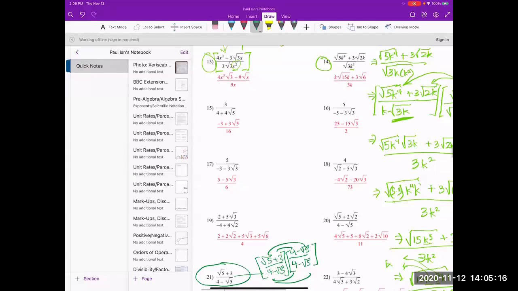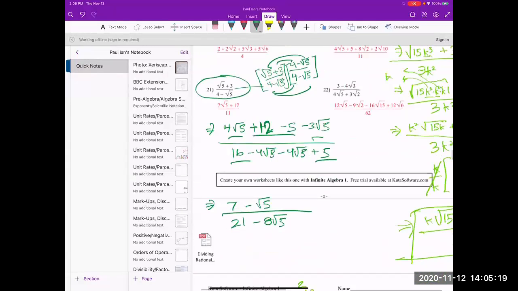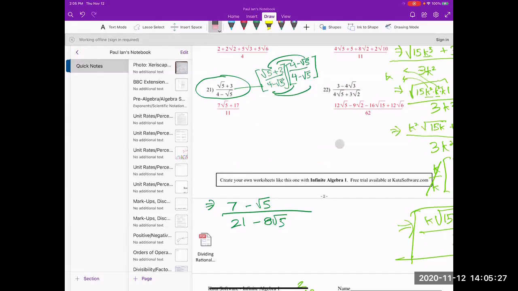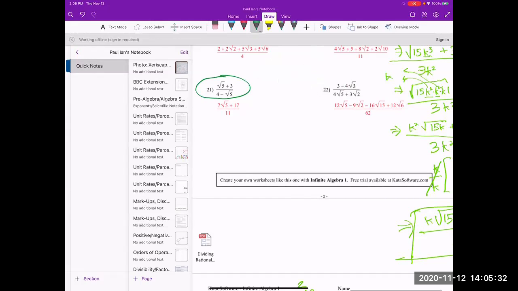Oh, so these are different. Let's see. Oh, actually, we made a mistake. So this is actually a step up from what we did last time. The thing that you times the bottom and the top by is the conjugate. So let me just define it. So this is negative, right? Yeah. So to cancel this out, you have to times it by the opposite. So plus root 5. So 4 plus root 5.